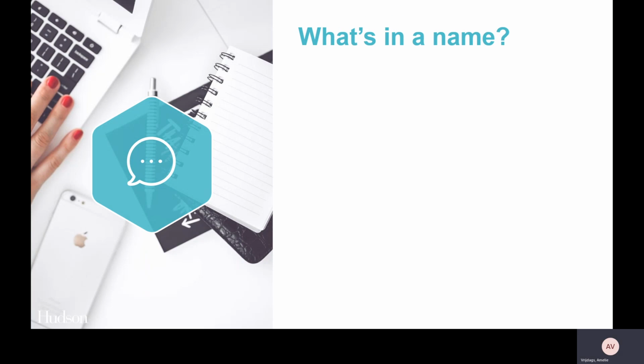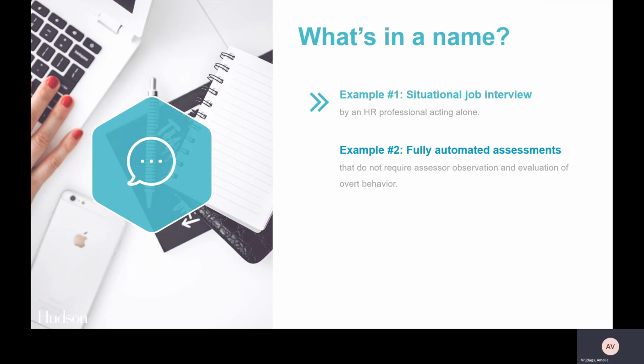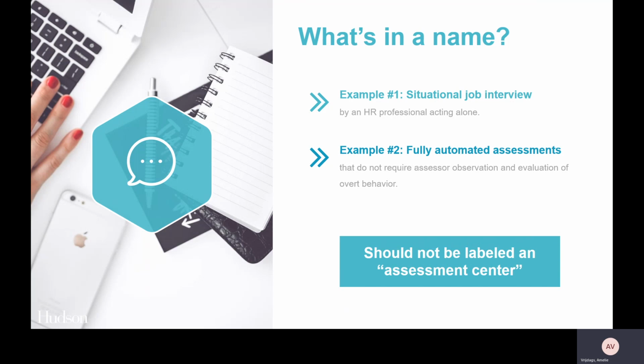So now that we know what makes an assessment center, we also know what does not qualify as an assessment center. For example, an HR professional acting alone and conducting a situational interview, or even a small role play during a selection process, or a fully automated assessment that does not require any observation or evaluation of behavior. So while these procedures can certainly have their merit and can, in some cases, yield very useful results, they won't allow for the broad and accurate picture that you would get if you conducted a true assessment center, which is why they should not be labeled assessment centers.